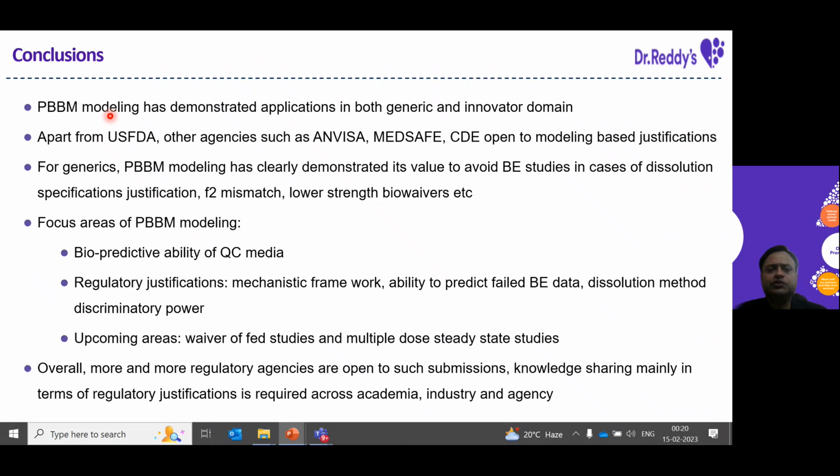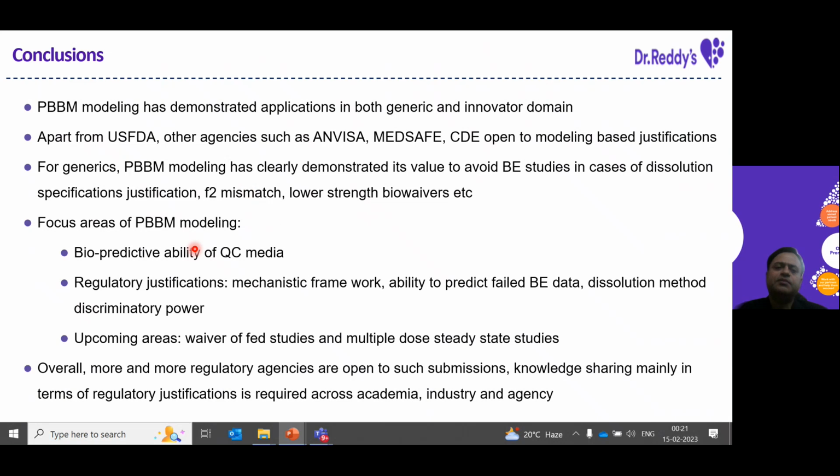Finally, coming to the conclusions, we have talked about how PBBM modeling has demonstrated applications in both generic and innovator domains. And apart from regulatory agencies like FDA, other agencies like Anvisa, MedSpace, and Chinese regulators are also open to such modeling justifications. And we have given certain case studies where we could avoid BE studies, could relax dissolution specifications, and also could justify the f2 mismatch to get the biowaiver for the lower strengths.